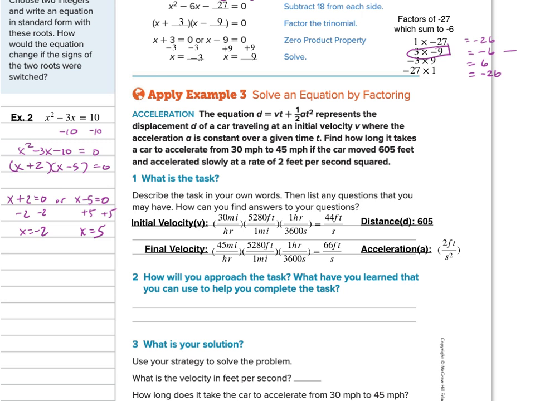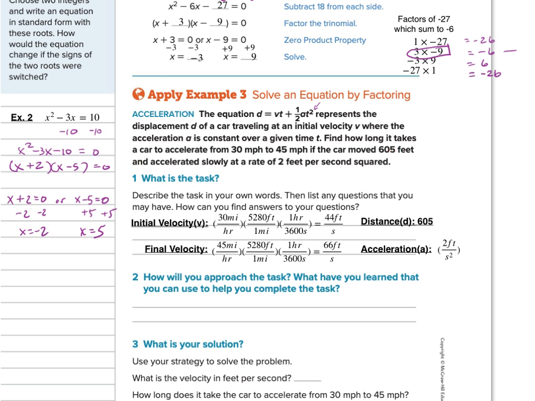Here, I will just say, looking at this word problem, they gave us, it is a quadratic because it is a variable squared. And looking at it, it says the equation d is equal to vt plus 1/2 at squared, and it represents displacement of a car traveling at an initial velocity. So v is my initial velocity, where the acceleration a is constant over a given time t. So there's some constant of acceleration. Find how long it takes a car to accelerate from 30 miles per hour to 45 miles per hour if the car moves 605 feet.